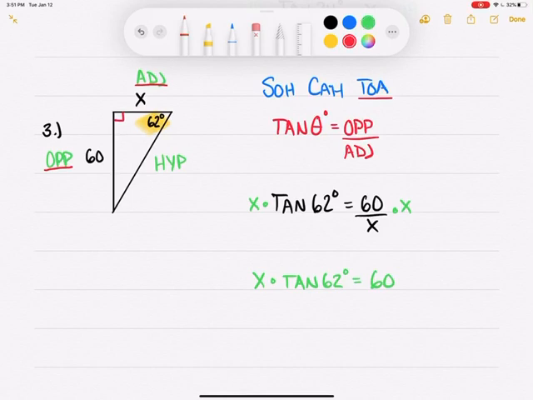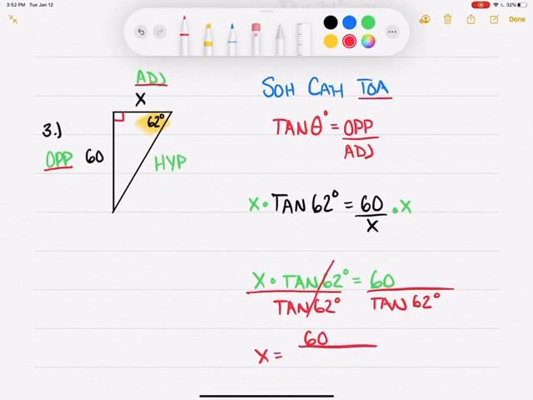Then we need to move the tangent of 62 degrees by getting rid of this multiplication. And to do that, we divide by the tangent of 62 degrees. So those will cancel. X equals 60 divided by the tangent of 62 degrees.